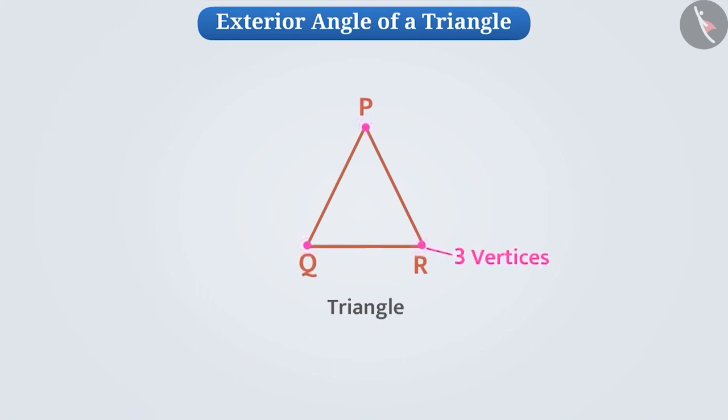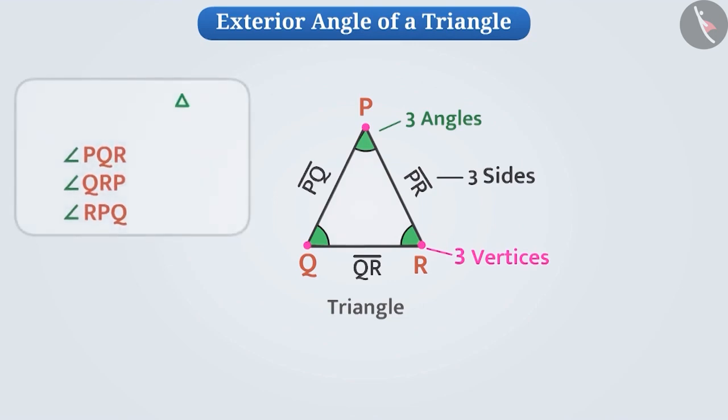It has three vertices, just like triangle PQR has vertices P, Q and R. It has three sides, just like triangle PQR has sides PQ, QR and PR. And it has three angles, like triangle PQR has angles, angle PQR, angle QRP, and angle RPQ. As you can see, all these angles are interior angles of triangle PQR.